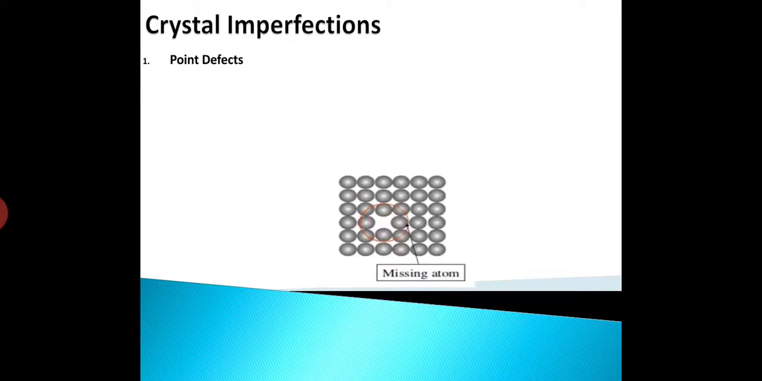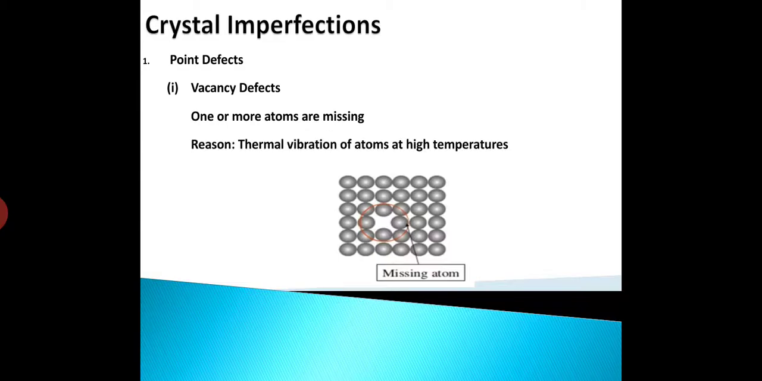The first type of point defect is the vacancy defect. As shown in the figure, one of the atoms is missing. When one or more atoms are missing in the crystal structure, we say it is a vacancy defect. It mainly occurs due to thermal vibration of atoms at high temperatures.